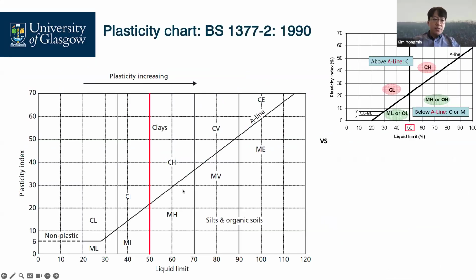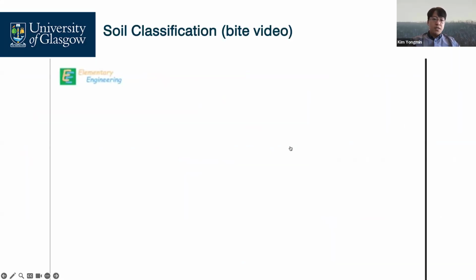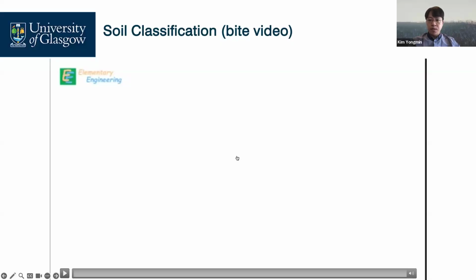This is a BS chart. This is the ASTM USCS chart. All are similar, technically different, but very similar. This is the soil classification bite-sized video for the general things.